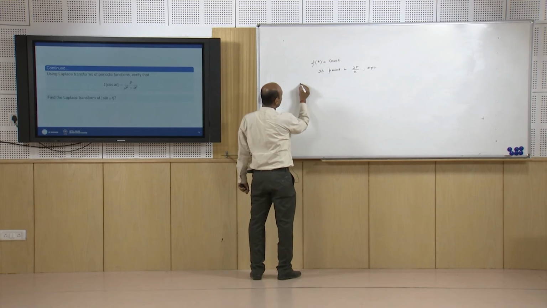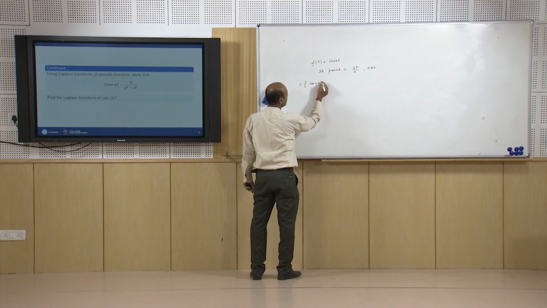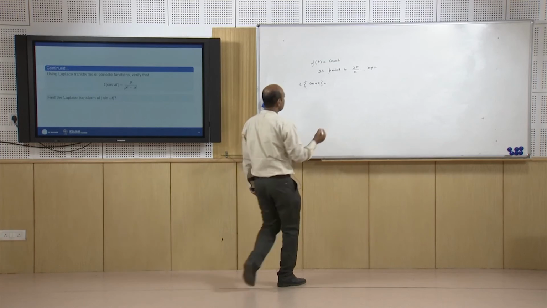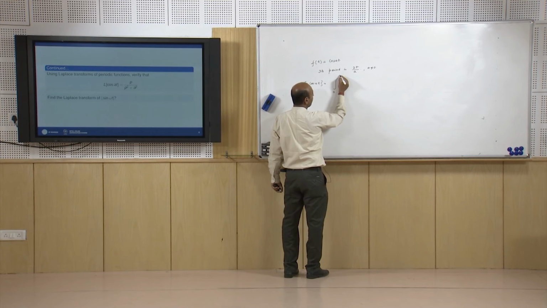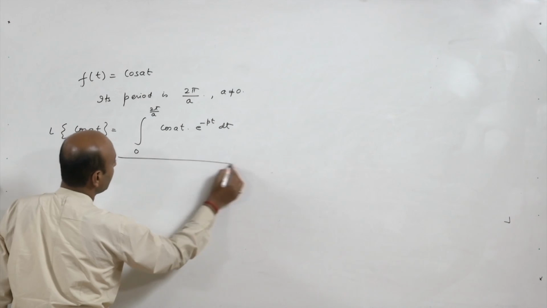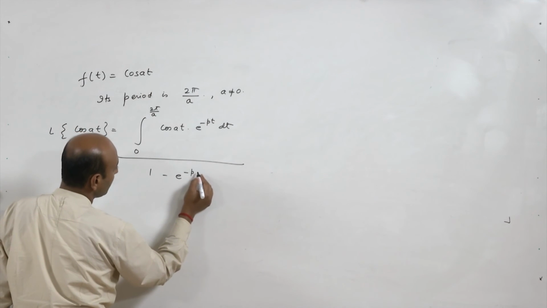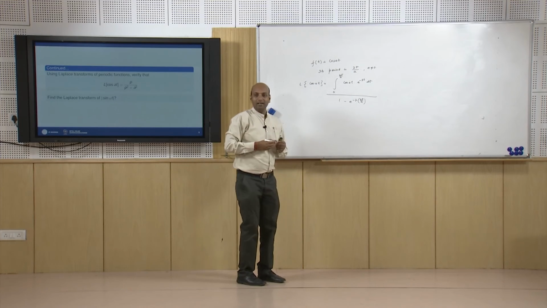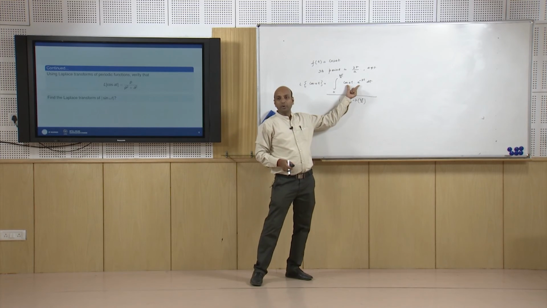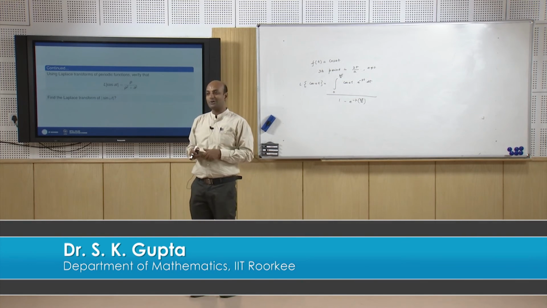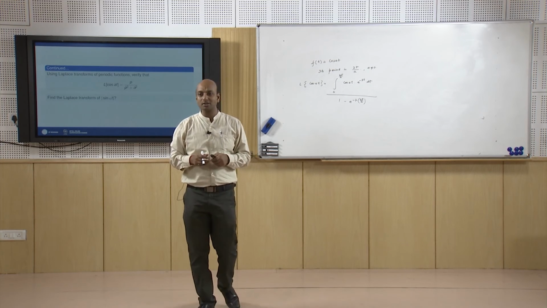So how to find the Laplace of cos at now? Using the property of Laplace transform of periodic functions. It is nothing but integral from 0 to capital T, capital T is 2 pi upon a, of cos at f(t) times e^(-pt) dt, and the whole divided by 1 minus e^(-pT), T is 2 pi by a. So you can easily verify, you can apply integration by parts over here, and when you simplify you will get p upon p square plus a square, which is the Laplace transform of cos at.